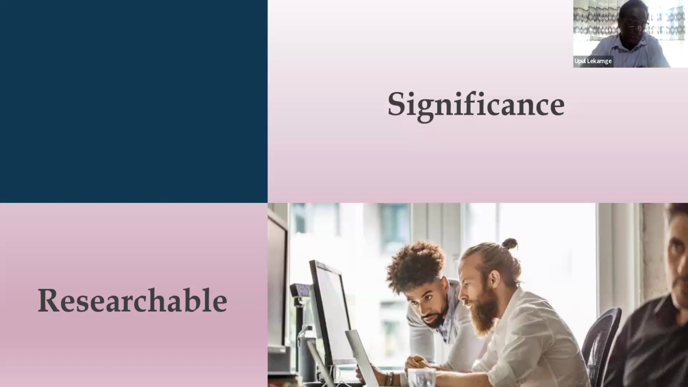Then sometimes it may be significant economically, politically, socially, culturally, right? Environmentally, there may be so many significances. Then the next prominent characteristic or feature is researchable, right? Even when I began research, I planned, designed, or thought of so many researches.